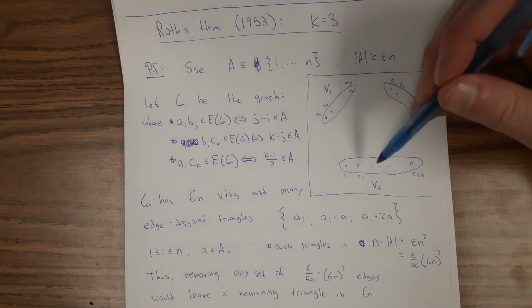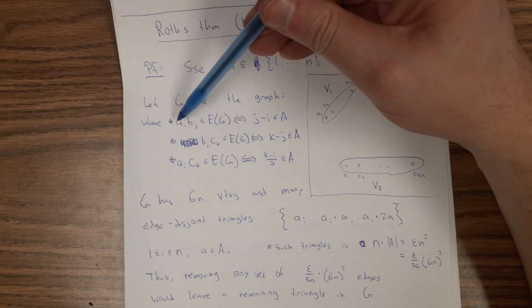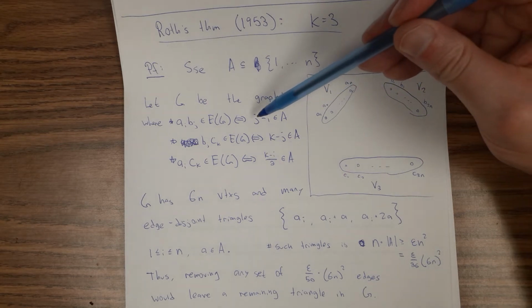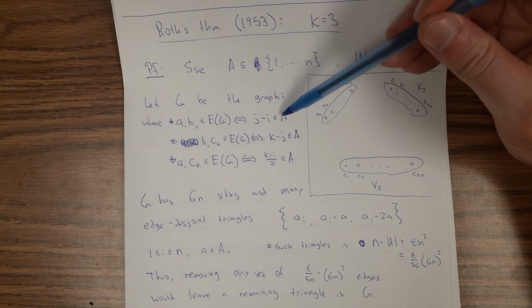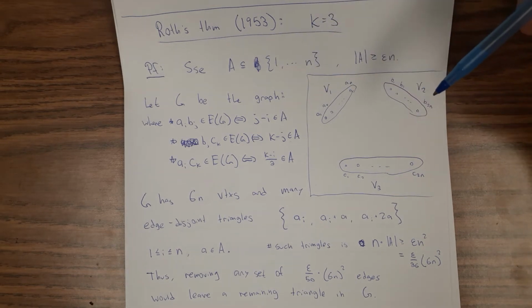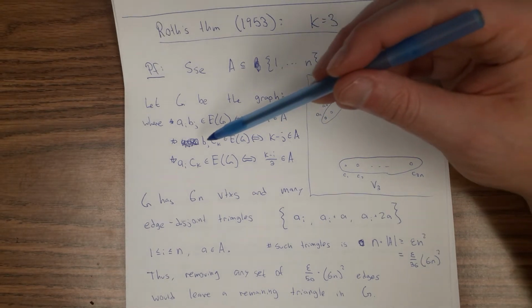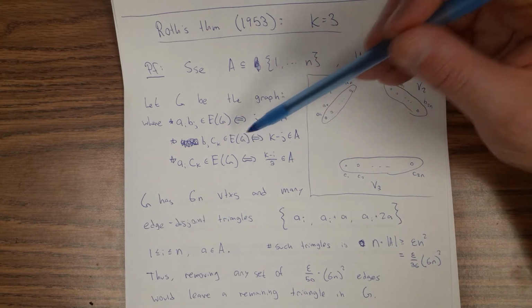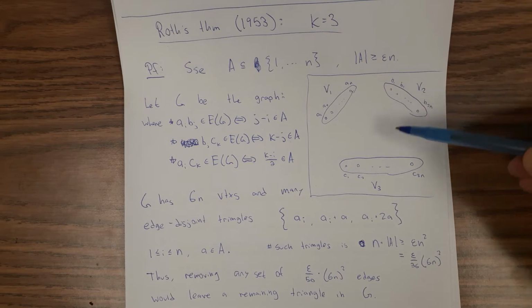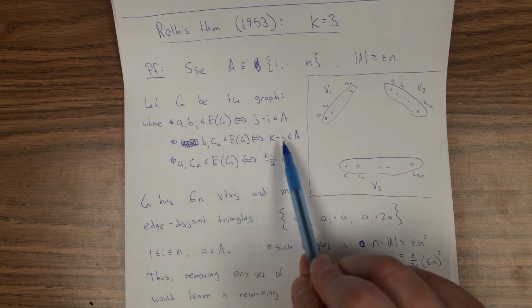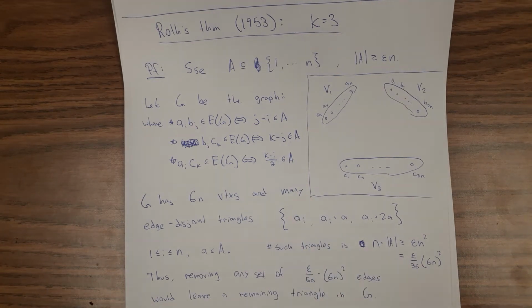And how do I determine edges? There's going to be an edge from Ai to Bj if j minus i is in my set A, the set A that I've been given. Bj Ck is going to be an edge, so I have an edge between one of these and one of these, if the difference k minus j is in A.